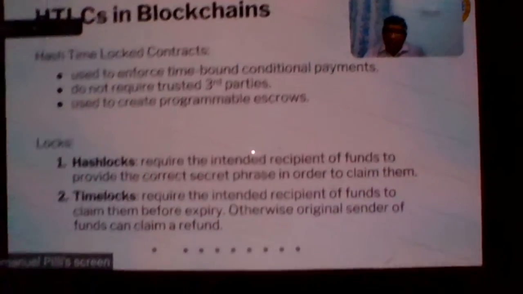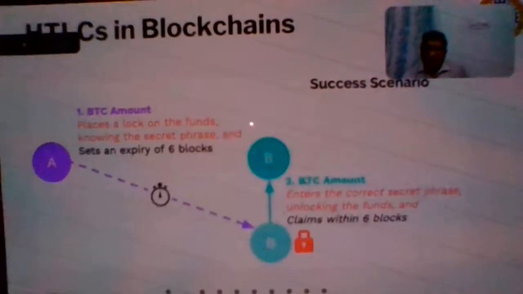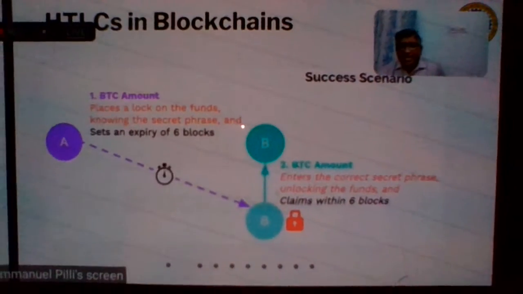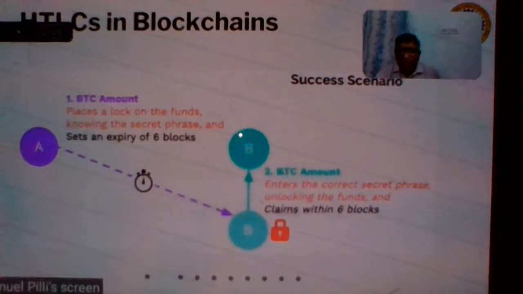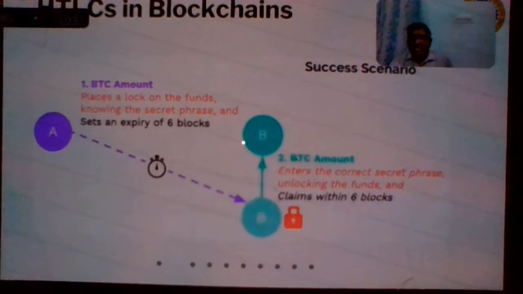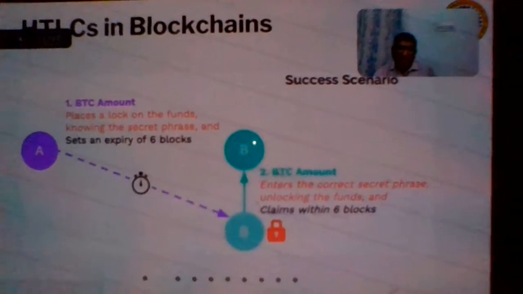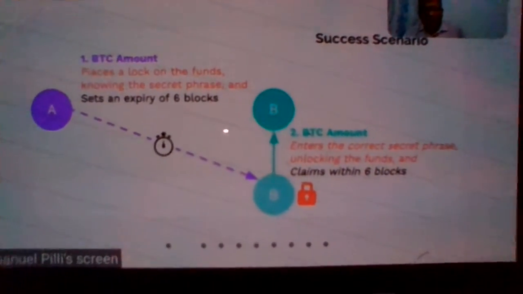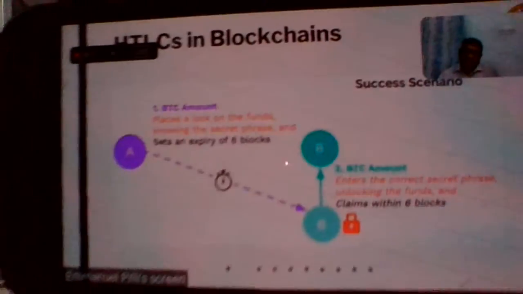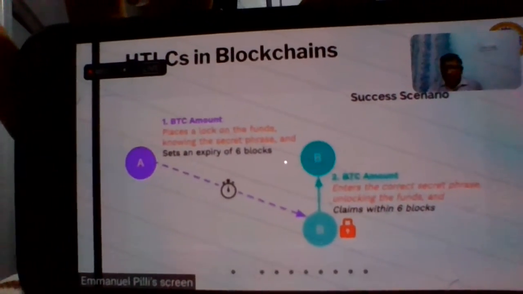Right? The time lock basically requires the intended recipient of funds to claim them before expiry. When a certain time exceeds, then you lose it, right? Otherwise, the original sender of the funds can claim a refund. So this BTC amount is there. He places a lock on the funds, knowing the secret phrase, and sets an expiry of 6 blocks. After 6 blocks are created, and if the person doesn't claim this transaction amount, the amount comes back to me. That's what is returned, right? So it is sent to B.